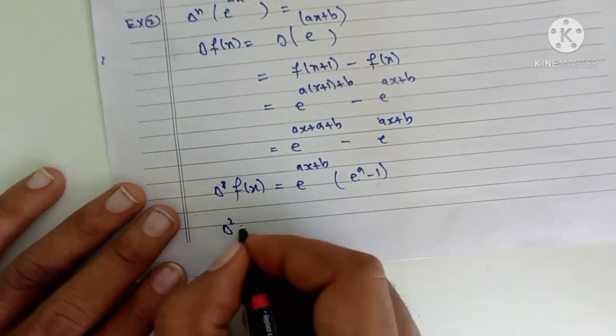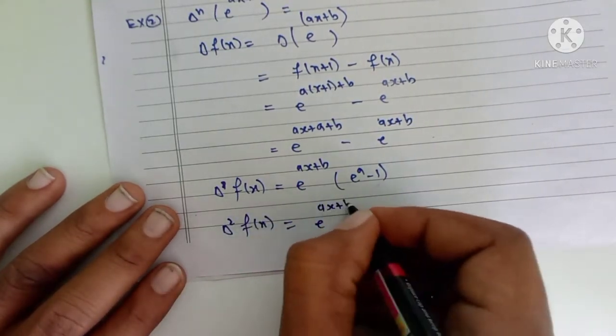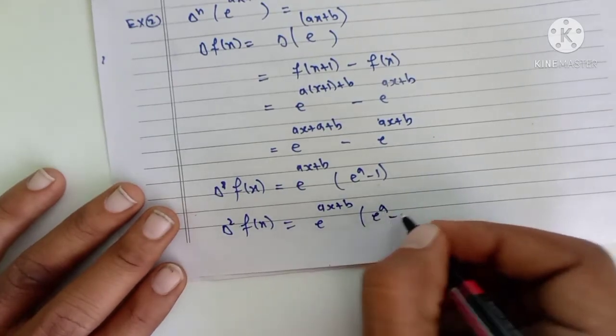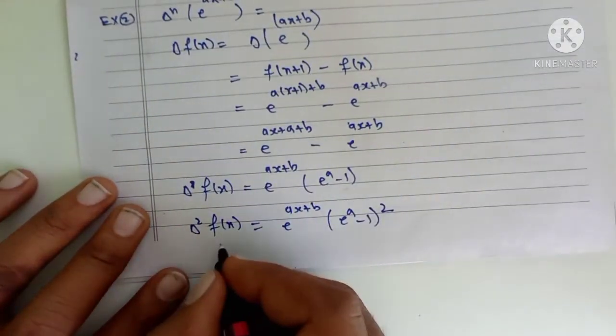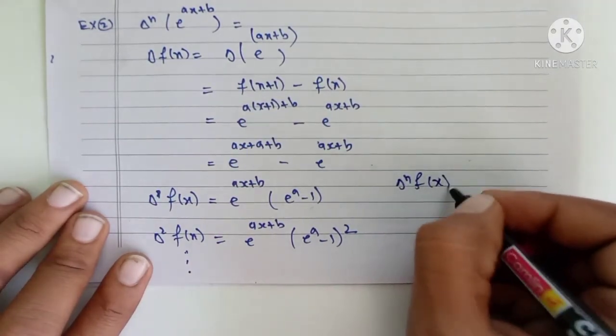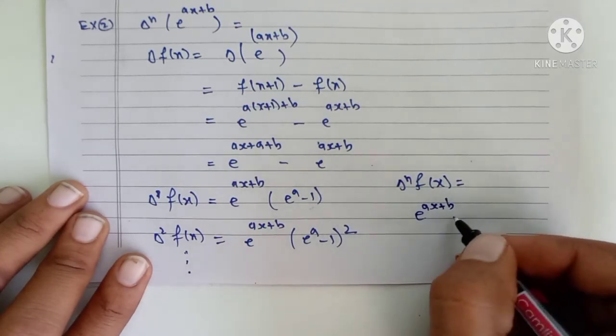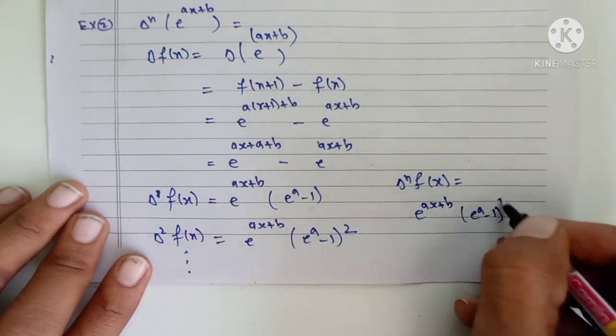Similarly, delta square f of x is equal to e raised to ax plus b into (e raised to a minus 1) whole square, and so on, delta raised to n f of x is equal to e raised to ax plus b into (e raised to a minus 1) raised to n.